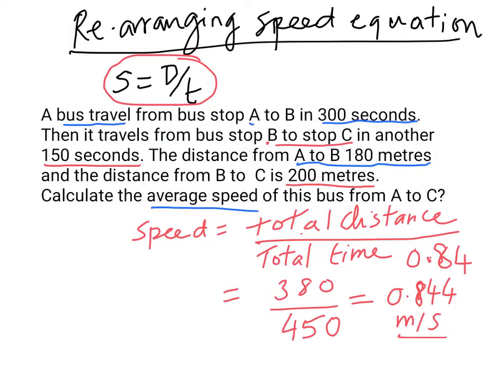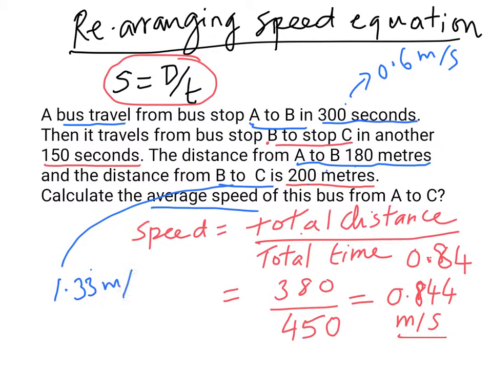A to B is 180 divided by 300. That gives you 0.6 meters per second. And if you work out the same from B to C by dividing 200 by 150 seconds, you should get 1.333. So the speed for this section is 1.33 recurring meters per second.